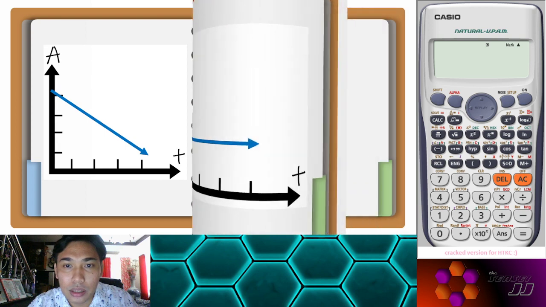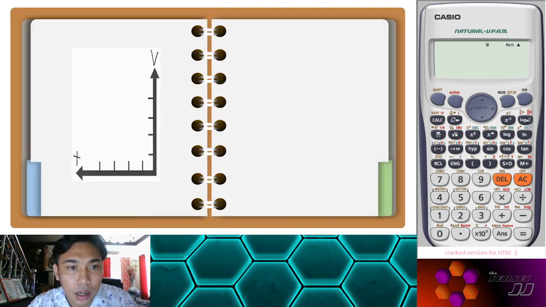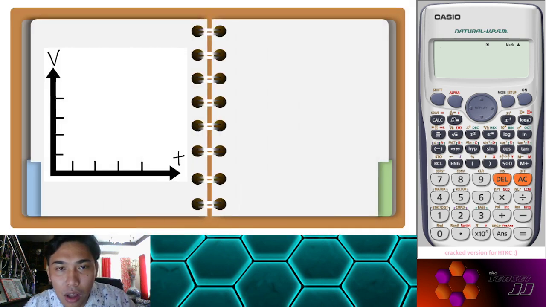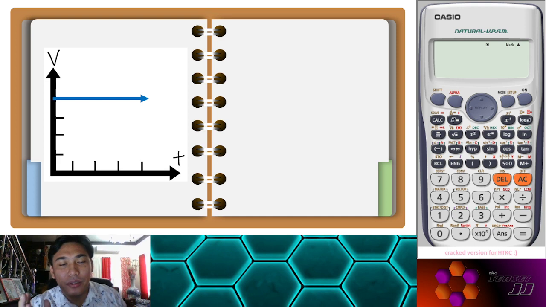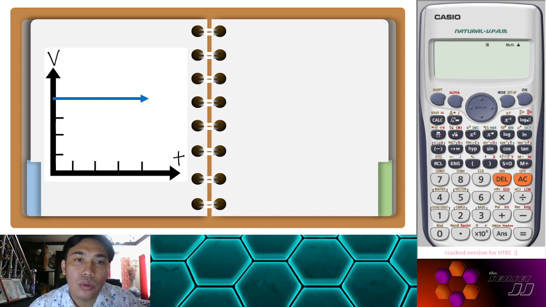Okay, so let's try this one, guys. We have here a velocity versus time graph. So I want you guys to try to interpret this graph. Please interpret this one, guys. Okay, so here is our velocity. I'll be giving you guys time. Please.